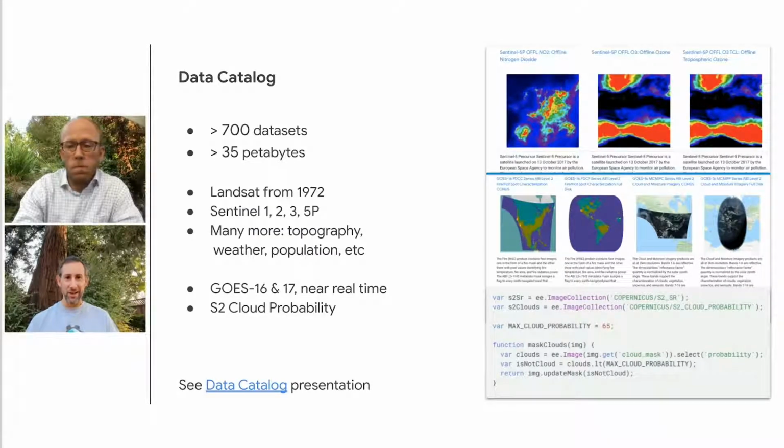It's a publicly accessible archive of analysis-ready data from several satellite providers, including the full Landsat archive from 1972 onwards, many data types from the Copernicus Sentinel program, including radar, optical, land color, and atmospheric data, and over 700 other data sets. As a couple of recent highlights, we've added the GOES 16 and 17 geosynchronous satellite feeds in a near real-time mode where the data is available within minutes. We've also run the Sentinel-2 cloud probability algorithm over the entire S2 archive to make cloud-free analysis easy. You can see the data catalog presentation for more details.